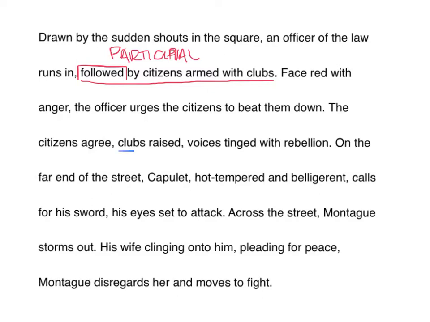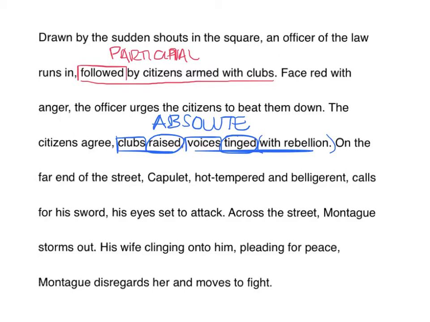These now are examples of our absolute, which I will remind you are the ones that have the nouns, including the participle, a participle of a verb, and possibly with some additional objects or modifiers. So in this case, we have clubs raised, right? These are typically missing that helping verb in the middle. Clubs were raised. Voices were tinged with rebellion.